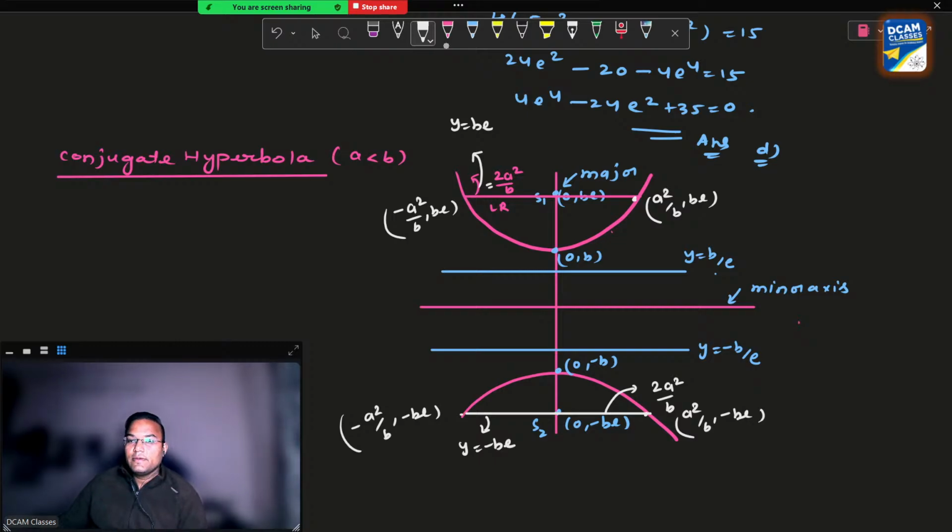Length of the latus rectum will be 2a square by b, because you know, like we used to do in the ellipse. These are the things. a comma 0 will be somewhere here, but it doesn't matter where they are. a comma 0, minus a comma 0, they don't matter at all.